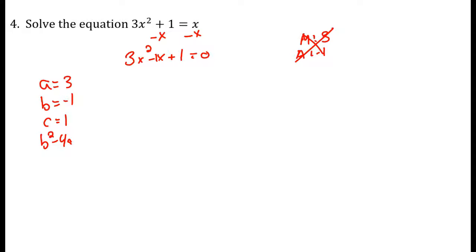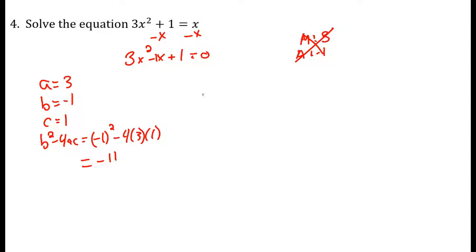Let's compute the discriminant. Negative 1 squared minus 4 times 3 times 1. Negative 1 squared, make sure you square that right when you type that into your calculator. So that's 1 minus 4 times 3 times 1. So I have a discriminant of negative 11. Again, makes sense. I have complex solutions.